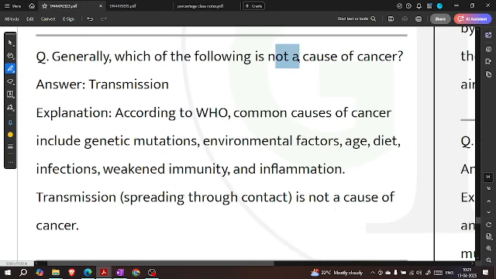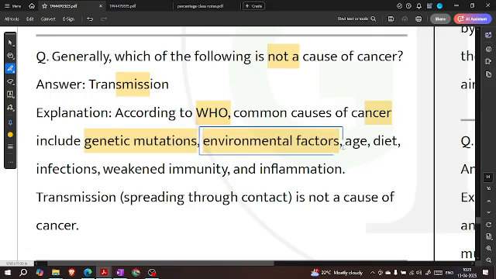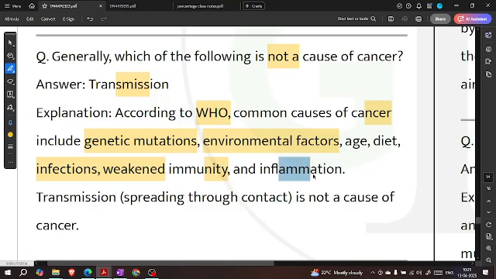Which of the following is not a cause of cancer? Transmission. According to WHO, common causes of cancer include genetic mutation, environmental factors, age, diet, infection, weakened immunity, and inflammation. Transmission, spreading through contact, is not a cause of cancer.